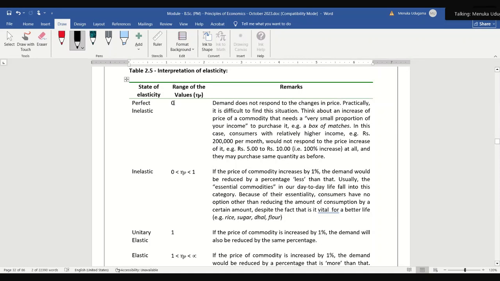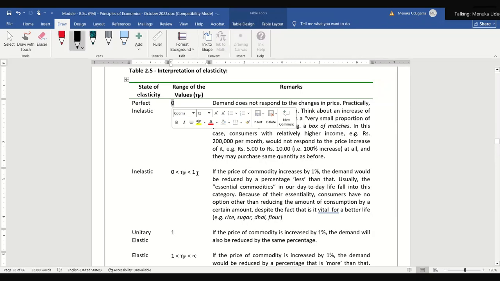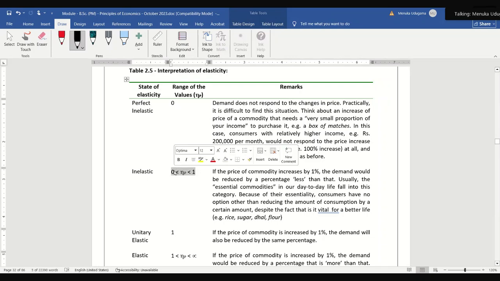Looking at the value, we can say what kind of response it is. For example, most normal goods or essential goods rather will be inelastic. If the price goes up by 1%, demand will not increase by that much. Because it's essential, like rice or potatoes or dal or bread. Therefore, they are relatively inelastic.